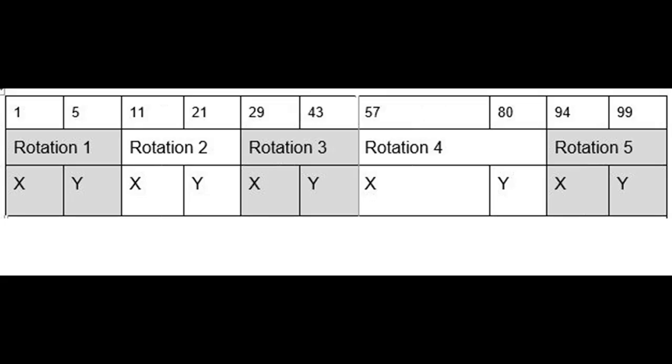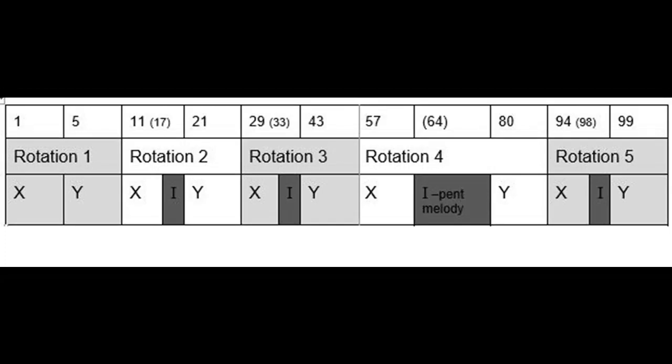The lengths of the rotations are very different, and one of the reasons for that is that as the piece unfolds, Debussy increasingly adds new material in between the X and Y rotations, and I've called these insertions of material interpolations. The material is interpolated between X and Y, or inserted in between, and I've marked them I on this slightly modified structural diagram.